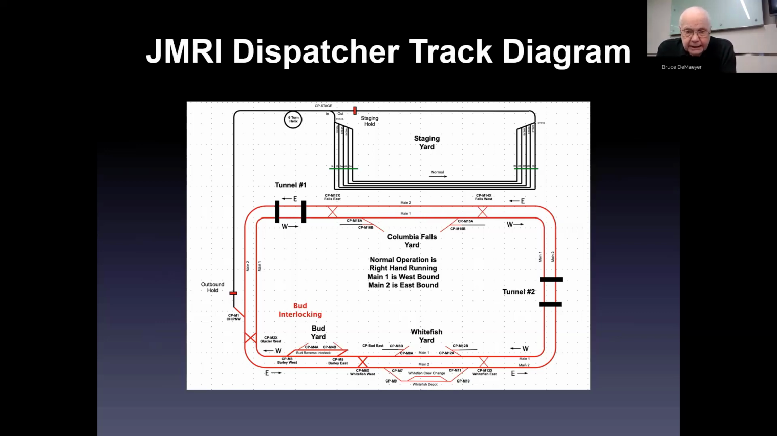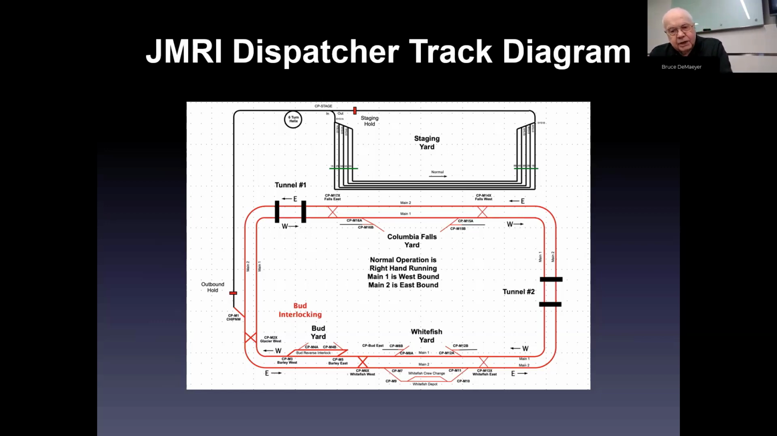Don't worry about the detail of it, but it displays the lower level in black as my staging yard, and you'll notice everything comes out of my staging yard through a 6-layer helix and up to the top to a point called outbound hold. So the trains will sit there waiting to get onto the double main.